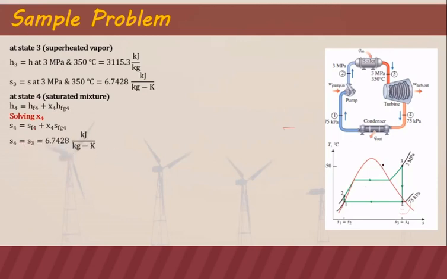Since this is a constant entropy process here, S3 is equal to S4, that's why we can use the data that we already have. This S4 is equal to S3, that is 6.7428. And then for SF4, that is saturated. That's why we will use SF at 75 kPa. So in this case, we will use the saturated table at a pressure of 75 kPa. So SF4 is SF at 75 kPa. So that's 1.213 kilojoules per kilogram Kelvin.